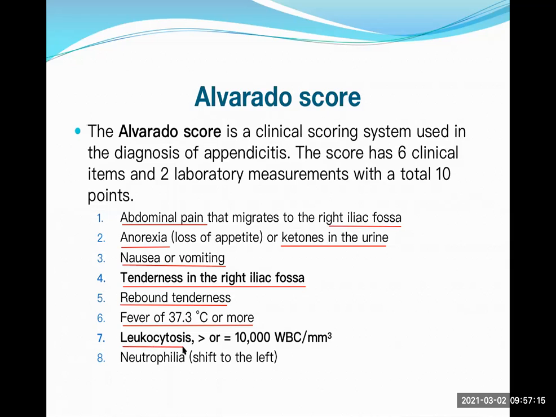Seventh is leukocytosis, that is more than or equal to 10,000, and neutrophilia, that is, shift to the left, we say. So these are the 8 clinical criteria of the Alvarado score system. And remember, the 4th and 7th are highlighted because these have got 2 points, as these are very important ones. Tenderness in the right iliac fossa has got 2 points. Leukocytosis equal or more than 10,000 has got 2 points. All others got 1 point. So the total score is 10.